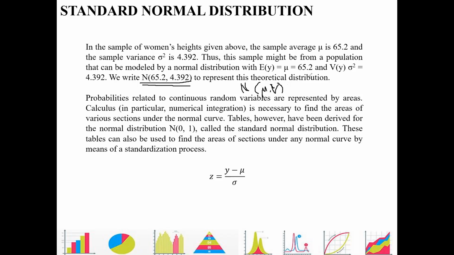Probabilities related to continuous random variables are represented by areas. Calculus, in particular numerical integration, is necessary to find the areas of the various sections under the normal curve. So we use tables, however, that have been derived for the normal distribution, that is N(0, 1), called the standard normal distribution. Ano ba to? Ano ba yung N(0, 1)?